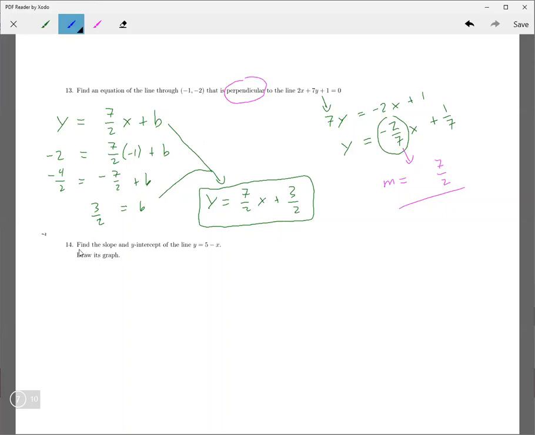Okay, number 14. Find the slope and y-intercept of this line, y equals 5 minus x. Okay, if you rearrange this, 5 minus x, instead of writing 5 minus x, you write negative x plus 5. Now it's in slope-intercept form. Okay, so that means that the slope is negative 1, and the intercept is 5.